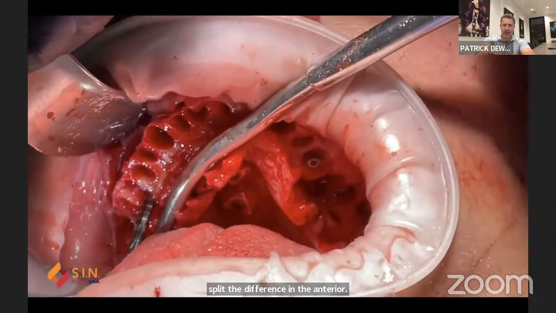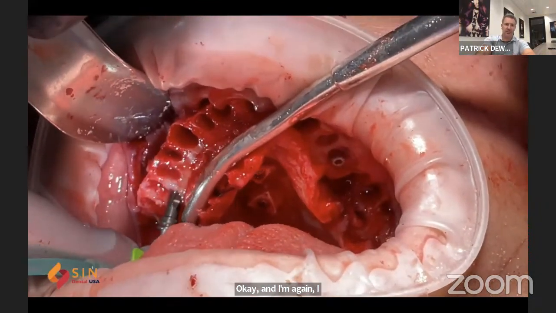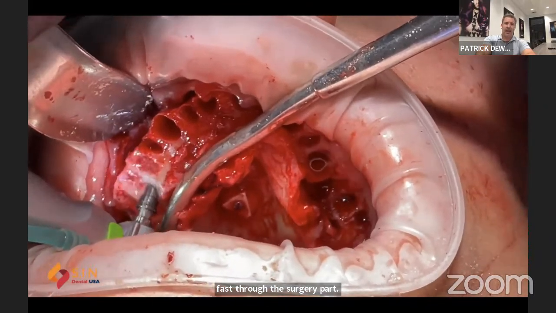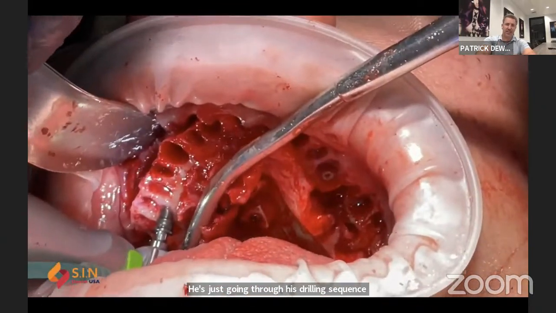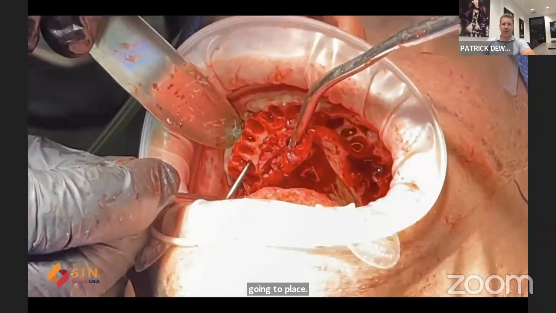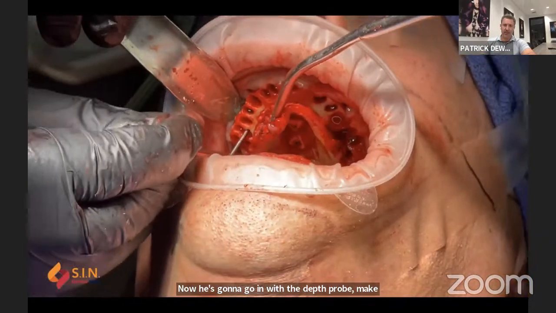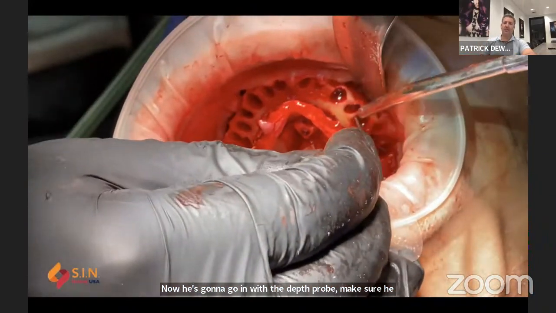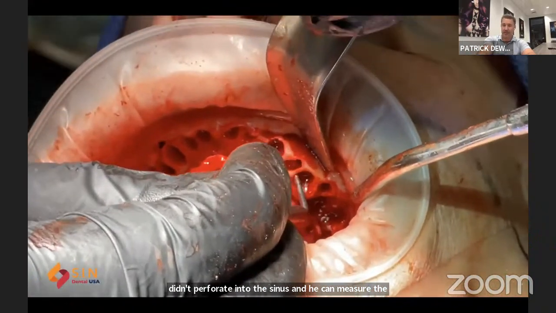Okay, and I'm going to move a little bit fast through the surgery part. He's just going through his drilling sequence phase. I will show you the implant here in just a sec that he's going to place. Now he's going to go in with the depth probe, make sure he didn't perforate into the sinus, and he can measure the depth of the osteotomy to confirm the implant that he's going to place.